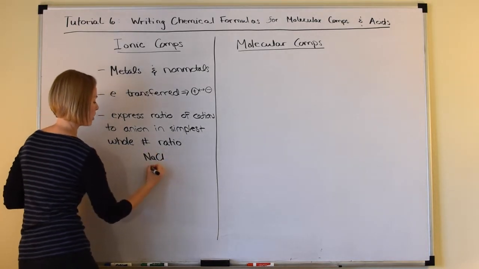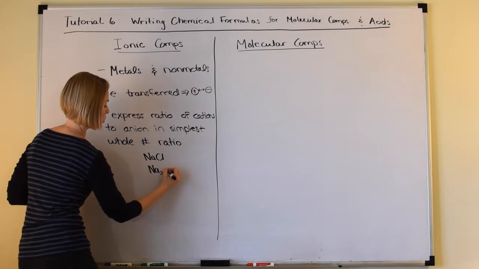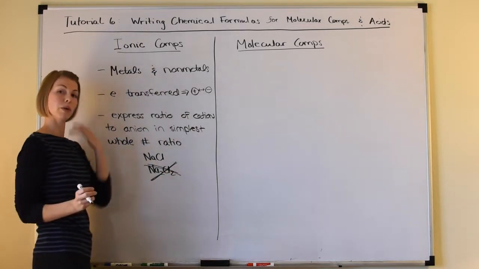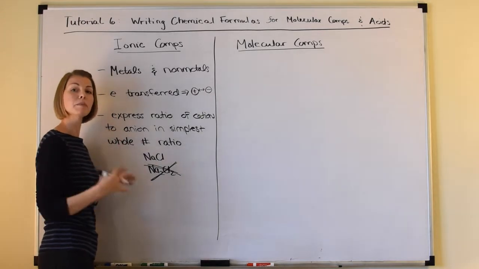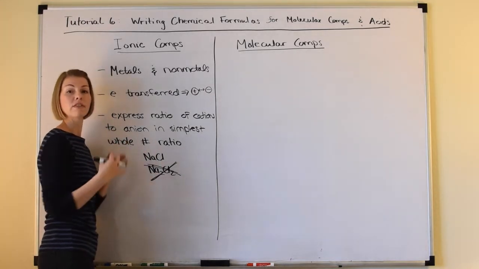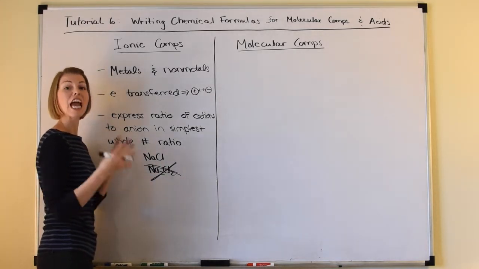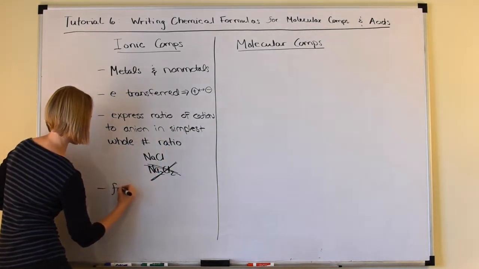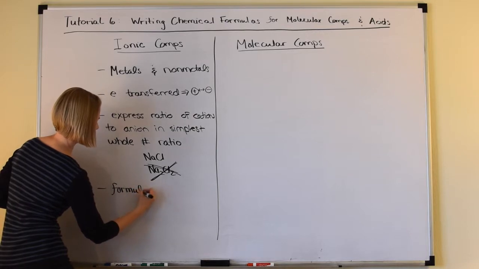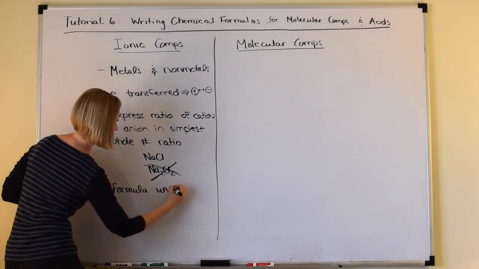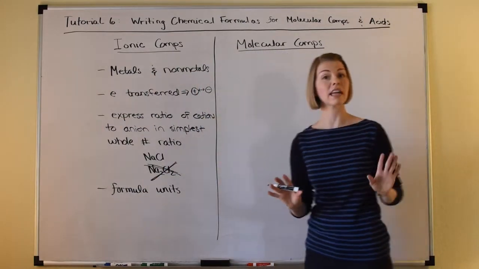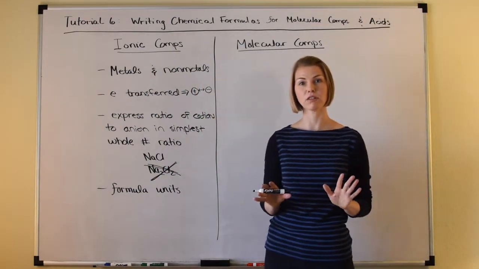NaCl, never Na2Cl2. That's not the simplest whole number ratio. We call this simplest ratio of cations to anions a formula unit. So ionic compounds are made up of formula units. Okay. All right, so let's kind of contrast that then to molecular compounds.